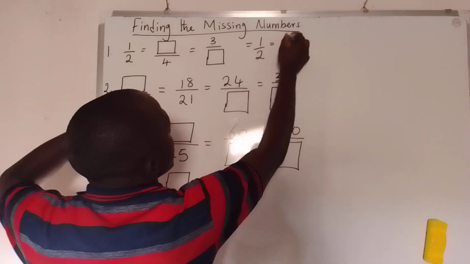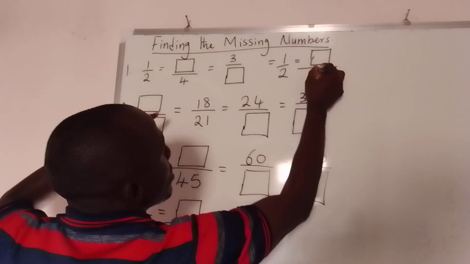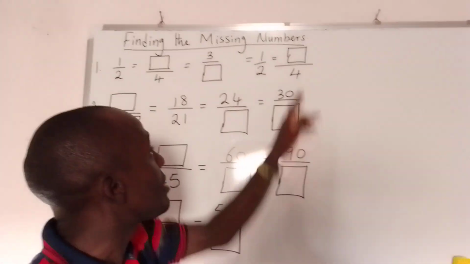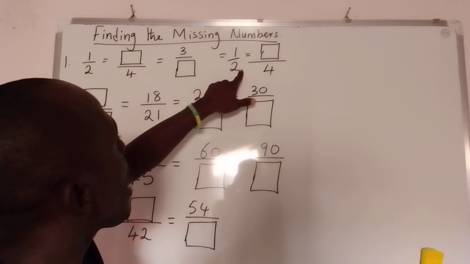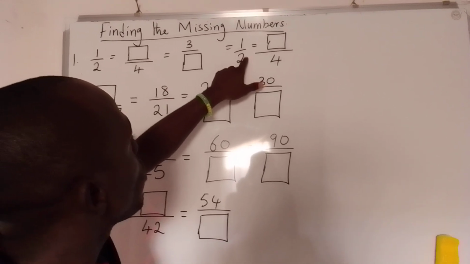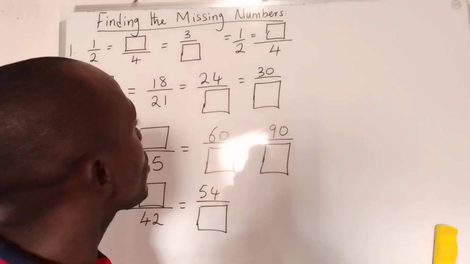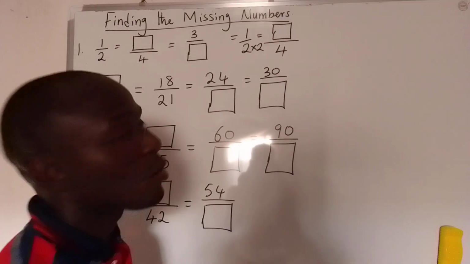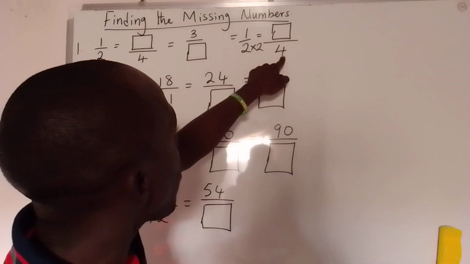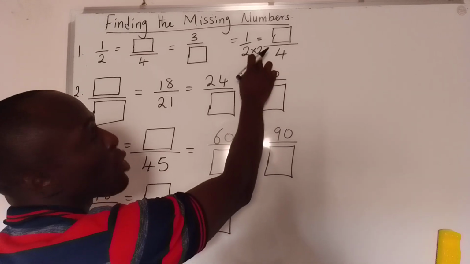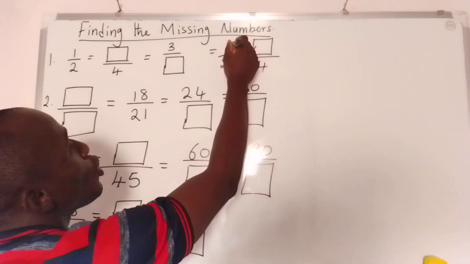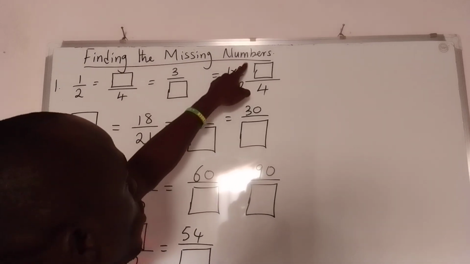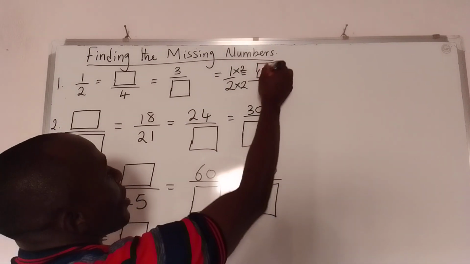We are asked to find this over 4. Now, to do this, we have two ways to get the missing number. What will I multiply 2 by that will give me 4? Obviously, it is 2 times 2. So 2 times 2 will give us 4. The same number I use in multiplying the denominator should also be applied to multiply the numerator, which is 1 times 2, and that will give us 2 as well.